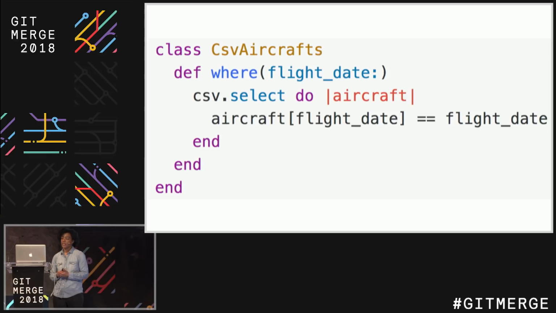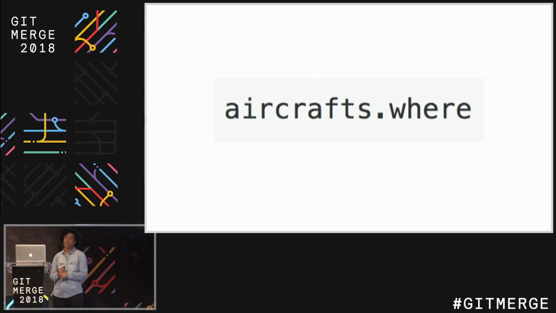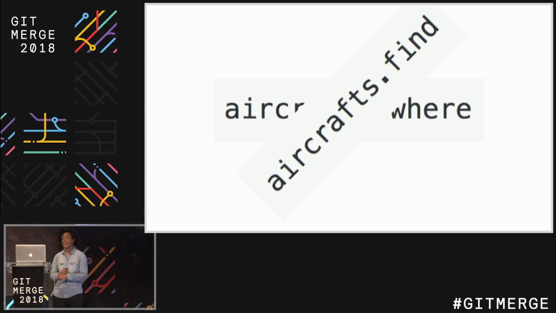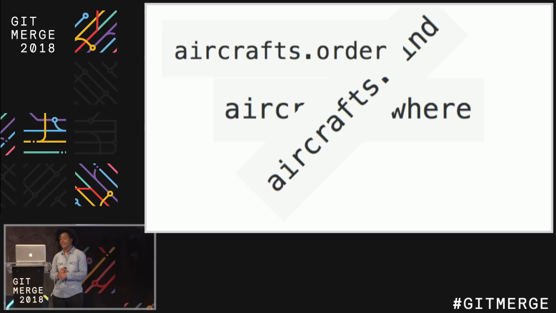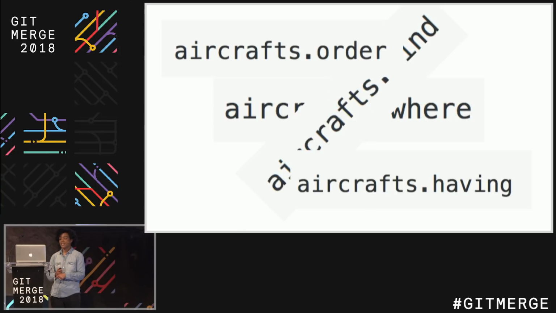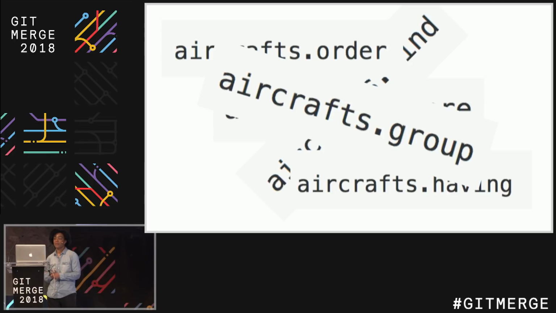Of course, you could take advantage of Ruby's duck typing and just define a where method on CSV aircrafts. If we define where on our CSV aircraft, it's no big deal that in the beginning we assumed aircrafts is going to be an Active Record relation. But the point is that that assumption can get out of hand really quickly. First, you're calling aircrafts.where outside of the aircraft class, then aircrafts.find, then aircrafts.order, then aircrafts.having, and then aircrafts.group. And before you know it, you basically need to re-implement all of Active Record on your CSV aircrafts class to be able to use it with air traffic control.